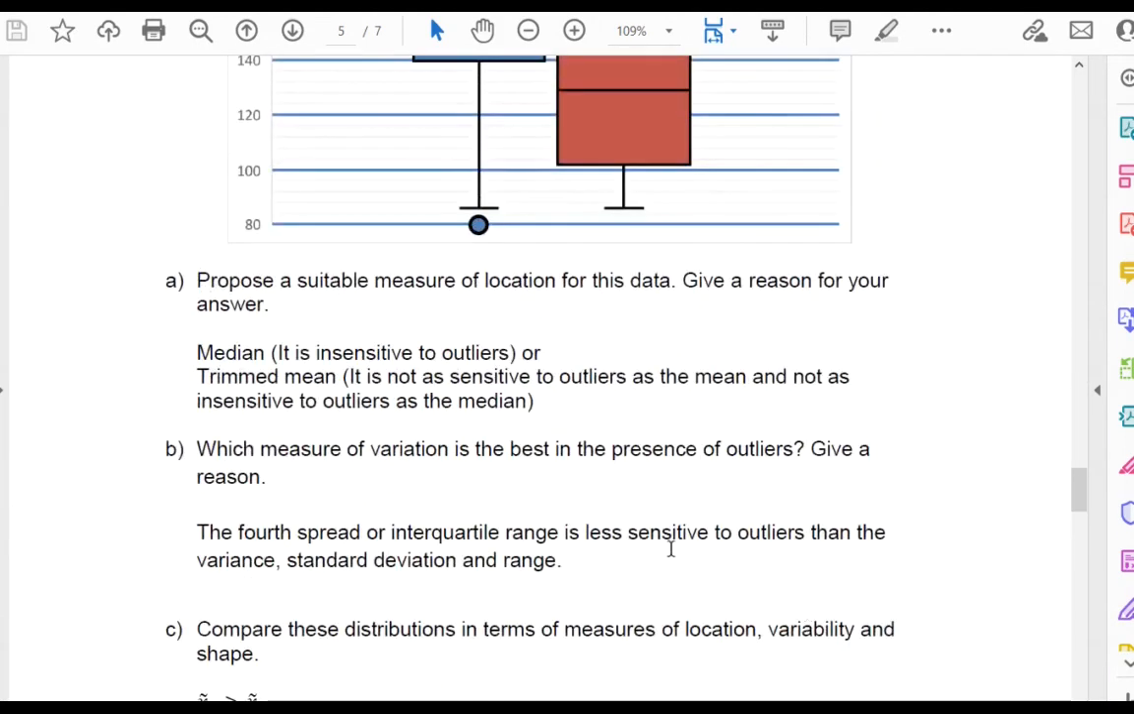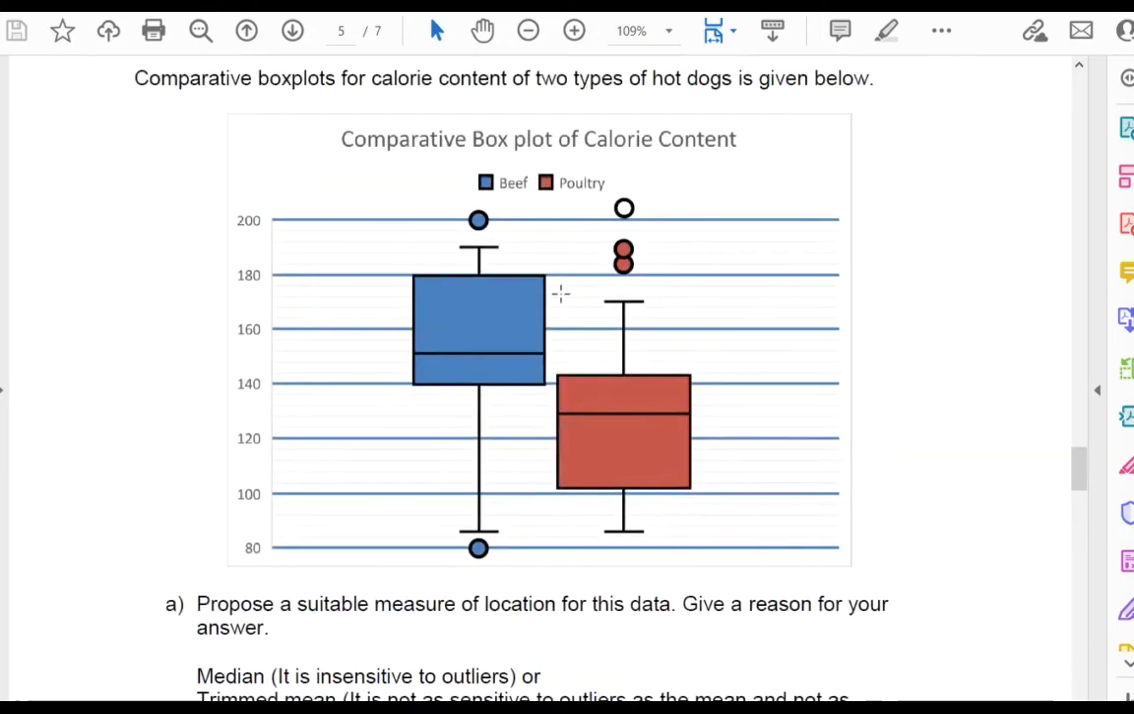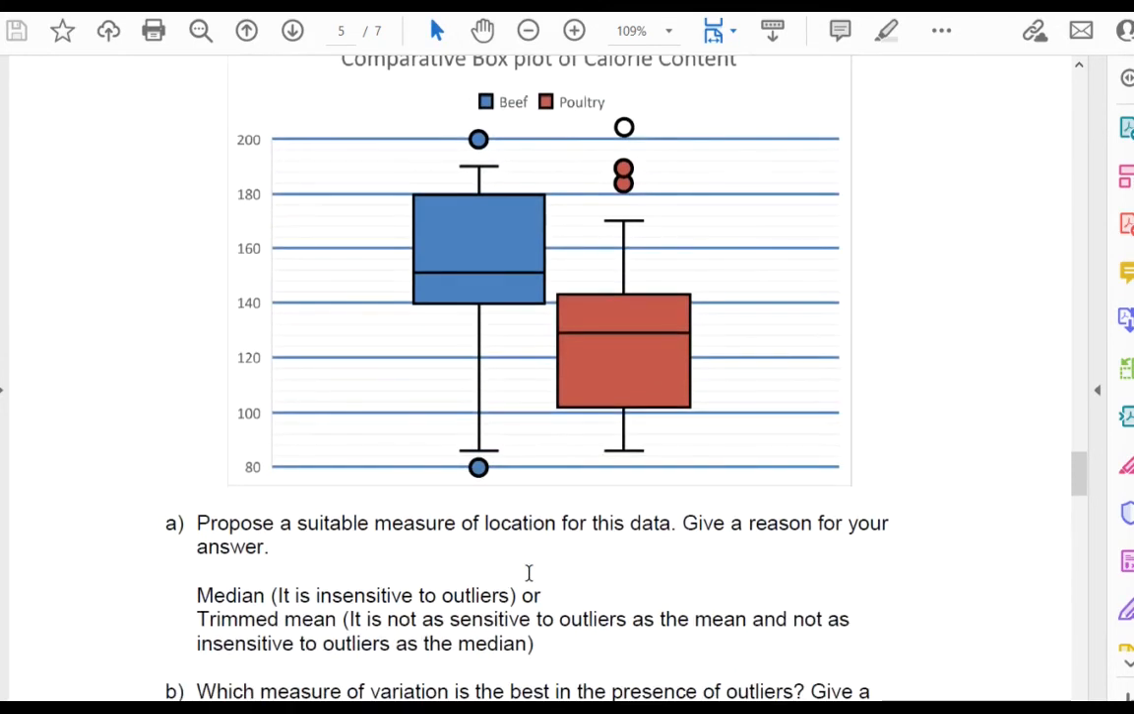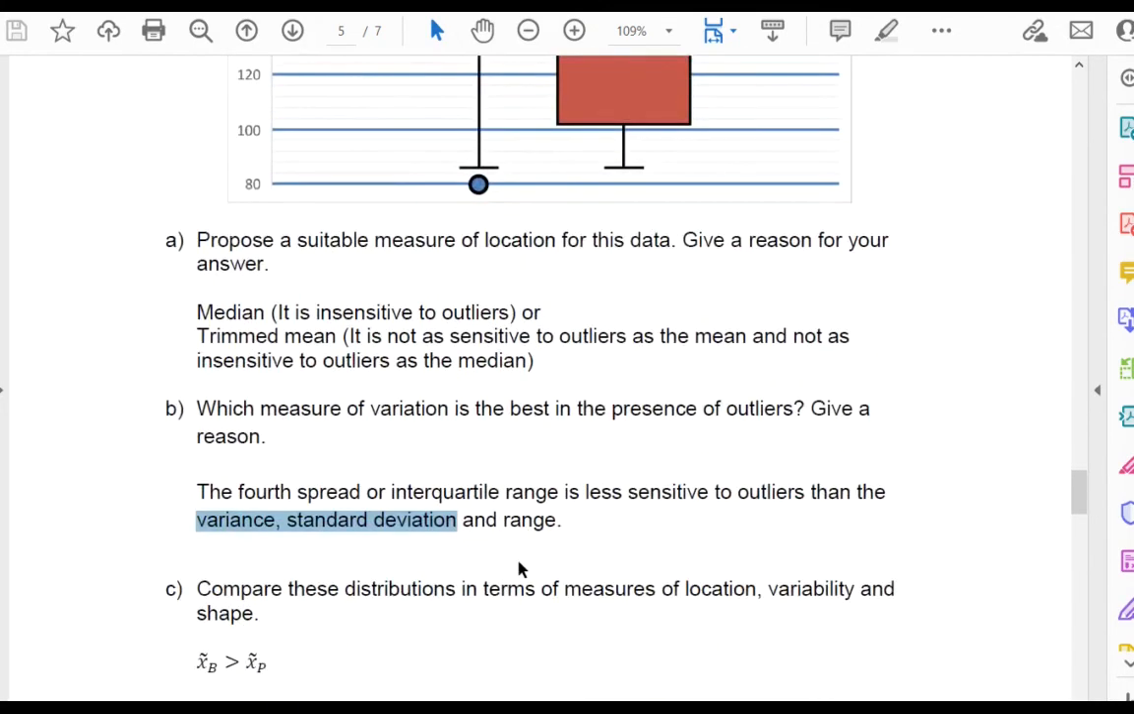So you would want to use the interquartile range or fourth spread in the presence of outliers, rather than the range, which actually only uses those extreme values. And you don't want to use standard deviation or variance either, because they use all the data, including those outliers. So it's similar to the mean, which also uses all the data.